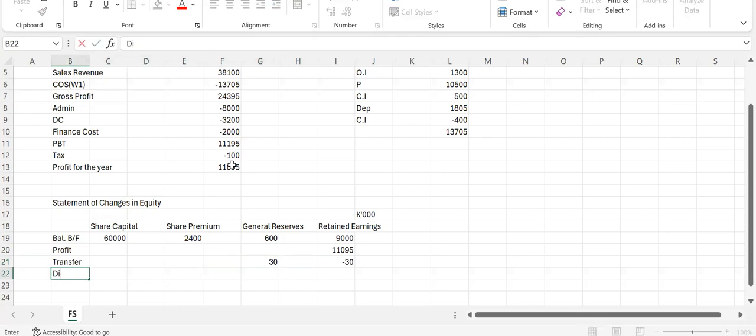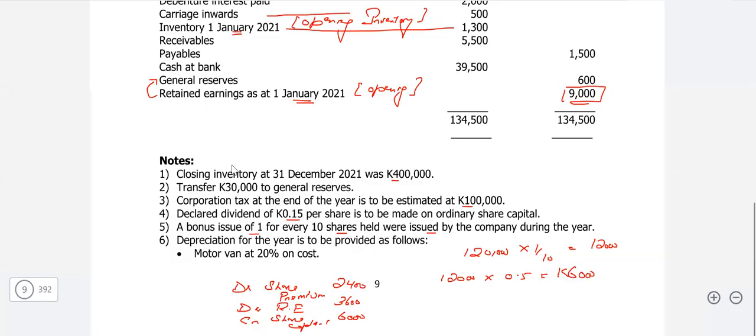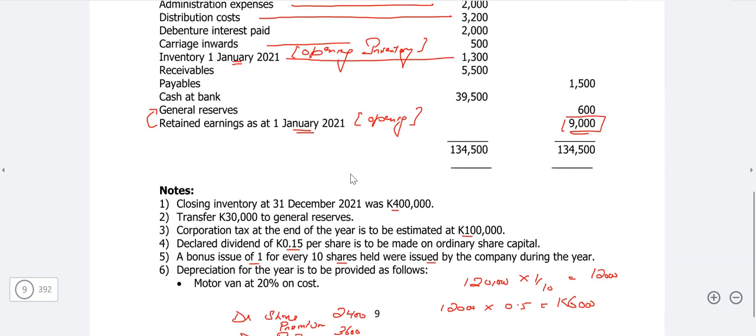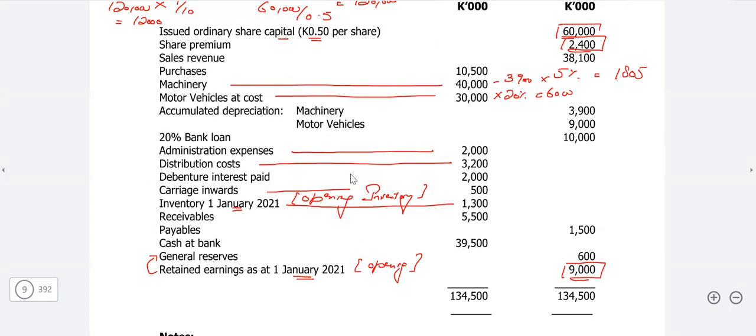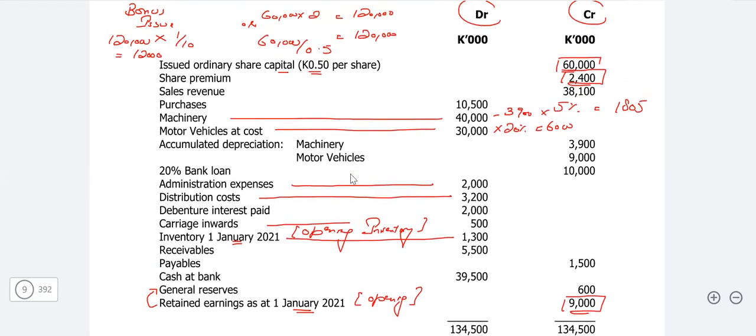Then we have the dividends paid. Dividends declared, in fact, not paid. So we include that in the liability as well. Now the dividends are paid from the retained earnings, right? Now the dividends is actually 0.15 per share. So remember, at the start of the year, we had the number of shares to be 1,20,000, but then we issued the bonus issue, and that makes 12,000 further shares.